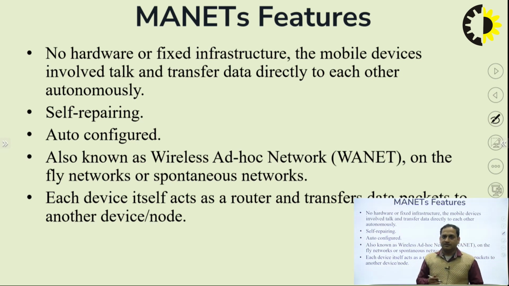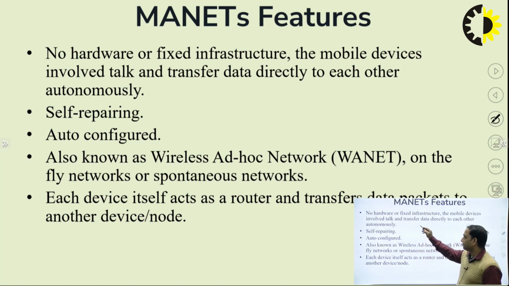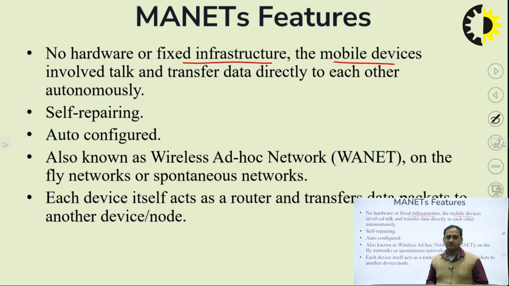Next is the MANET. MANET is the mobile ad hoc network. In a mobile ad hoc network, these devices are movable, so they can move from one point to another point. There are some features for that. No hardware or fixed infrastructure is required. These are mobile in nature, so these mobile devices transfer data directly to each other autonomously, and they are not fixed to a particular location. They can be moved anywhere. That is why they are mobile nodes.